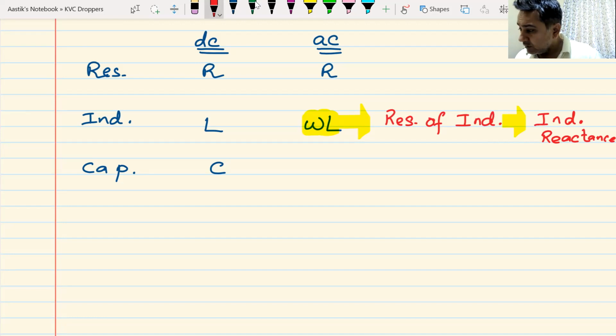We write it as inductive reactance. Am I clear?